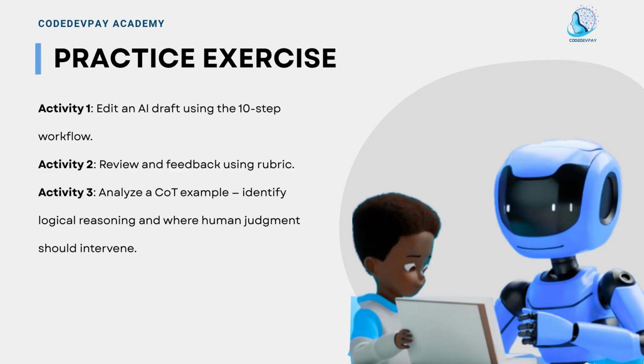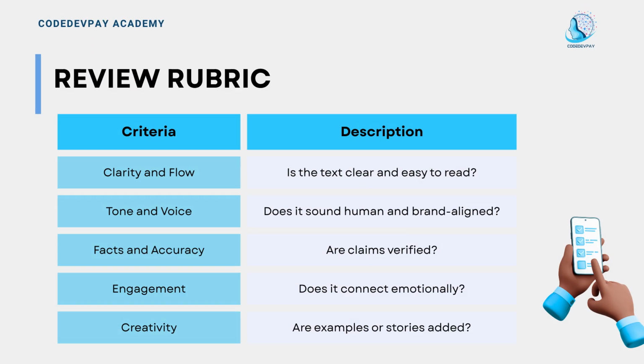So here is a practice exercise that you can try on your own and see all that we've discussed in this lesson. So you can see there is a review and feedback using the rubric, and the rubric is attached in the next slide. So the criteria that you are going to use is you check for the clarity and flow, the tone and voice, facts and accuracy, engagement, and creativity.